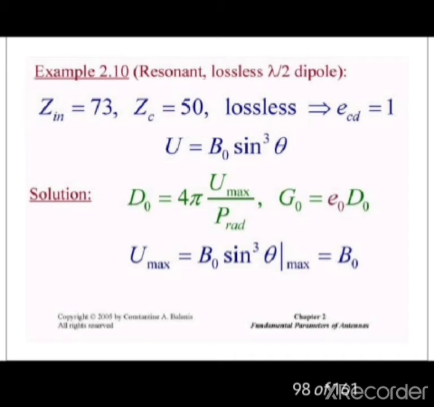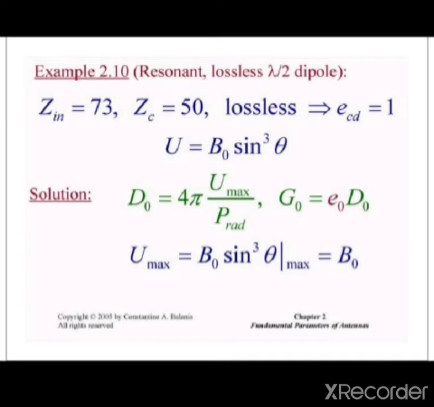A good example, just to see, in the above formulas, we take the values for a resonant and lossless lambda by 2 dipole antenna, whose input impedance is 73 ohms, with characteristic impedance Zc equal to 50. Since it is lossless, therefore e_cd is equal to 1, that means 100% efficiency. So U is equal to B0 sin cube theta, since it is a half-wave dipole, as I already told in the previous sessions. Now D0 is equivalent to 4 pi into U max by P radiation. Therefore G0 is equal to e0 into D0.